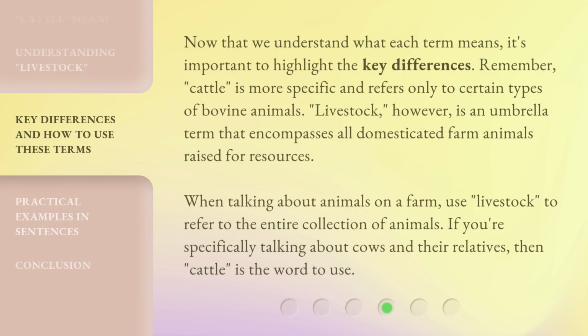Now that we understand what each term means, it's important to highlight the key differences. Remember, cattle is more specific and refers only to certain types of bovine animals. Livestock, however, is an umbrella term that encompasses all domesticated farm animals raised for resources. When talking about animals on a farm, use livestock to refer to the entire collection of animals. If you're specifically talking about cows and their relatives, then cattle is the word to use.